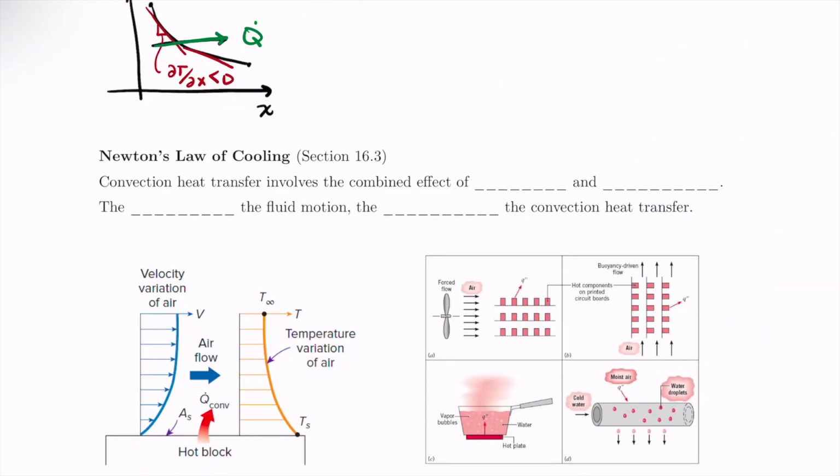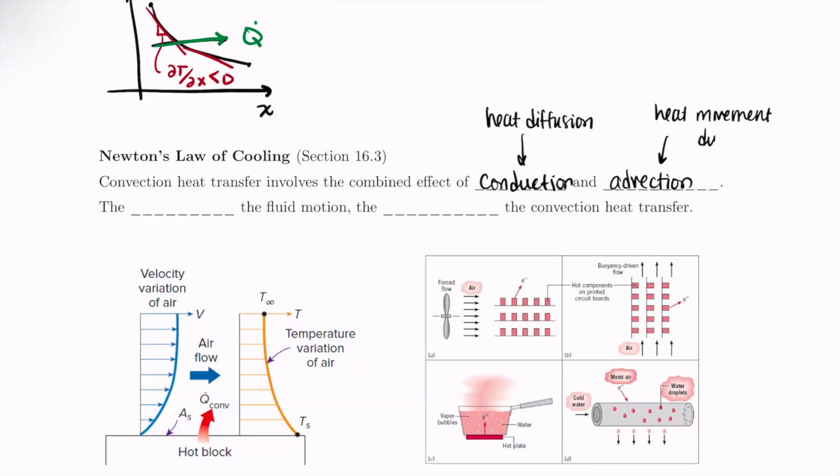Just to reiterate, I said this last time, but convection heat transfer involves the combined effect of conduction and advection. Conduction is heat diffusion. This is how heat moves in any medium that's not moving, so solids, or liquids and gases that are stationary. And then advection is heat movement due to material movement.